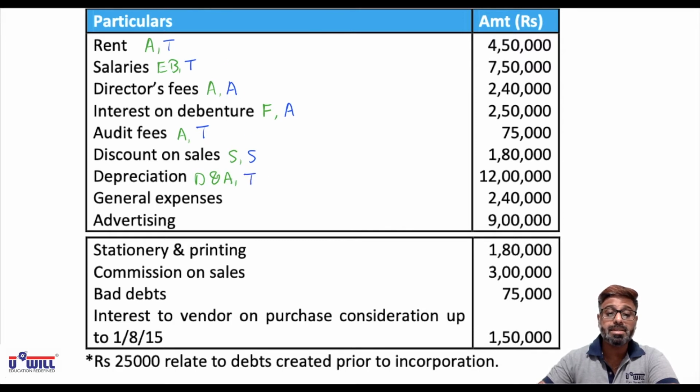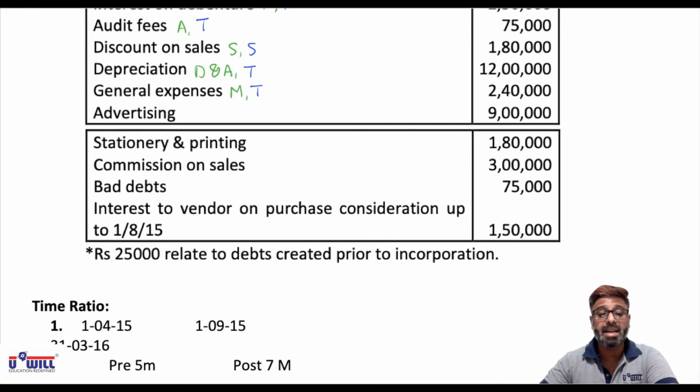General expenses, miscellaneous expenses and time basis. Okay, general expenses will come in miscellaneous expenses and time basis. Advertising, selling expense and sales basis. Stationery and printing, administrative expense and time basis. Commission on sales, selling expense and sales basis. Bad debts, selling expense and sales basis.